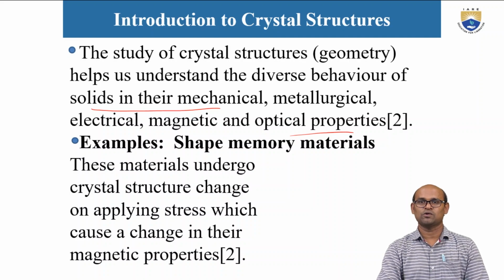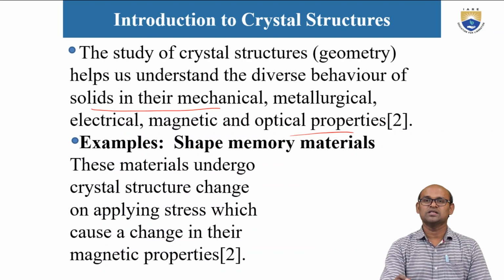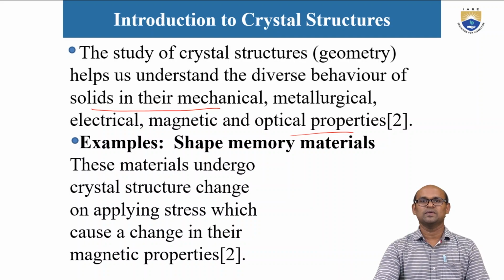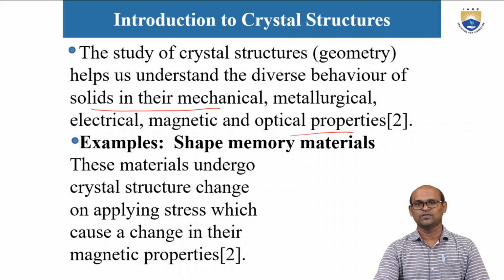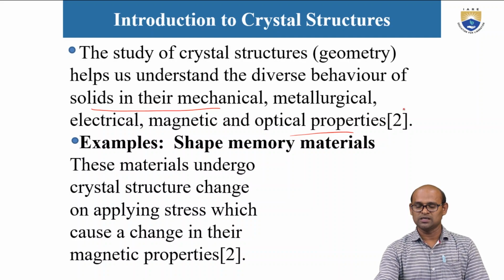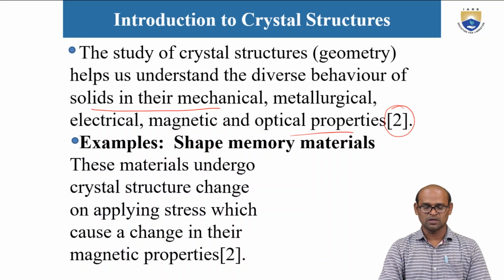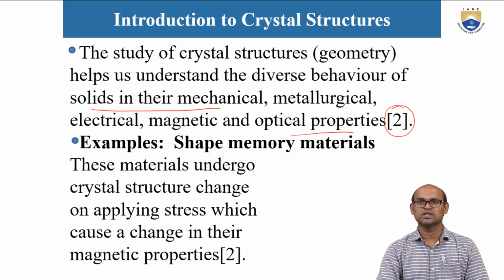Basically, solids are of different types. We will discuss in detail. Understanding these crystal structures will help us understand the different properties of these solids: mechanical, metallurgical, electrical, magnetic and optical properties. Number 2 is a reference book from which I am taking the material. I want to discuss an example of where we use crystals, or what the importance of crystal structures is.